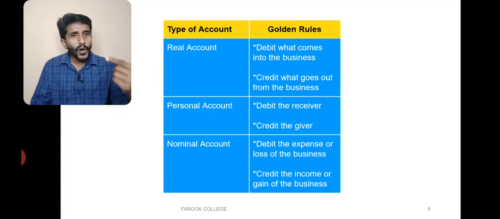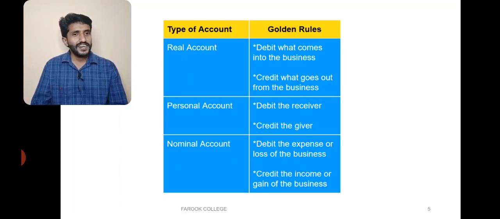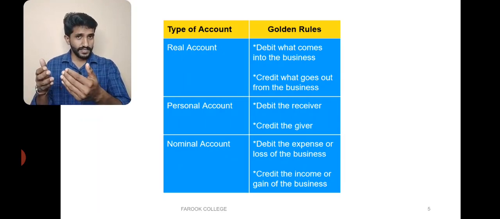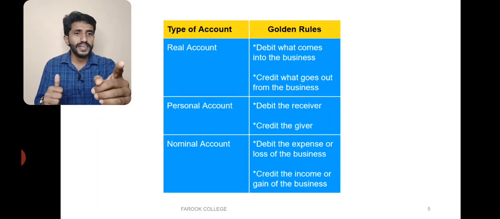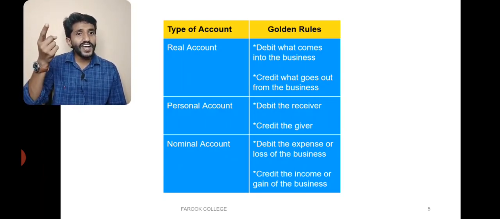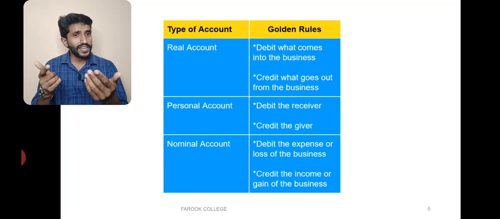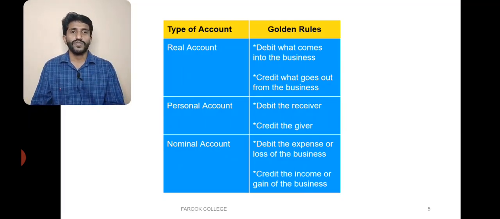It is just the opposite of the nominal account. In the nominal account, debit is the expense or loss of the business, or debit is what goes out. Credit is what comes in, or credit is the income or the gain of the business. So what comes in is credit and what goes out is debit in the nominal account. Generally we say this formula, but in the real account it is entirely different. It is just the opposite of the nominal account. Debit what comes into the business, and credit what goes out from the business.